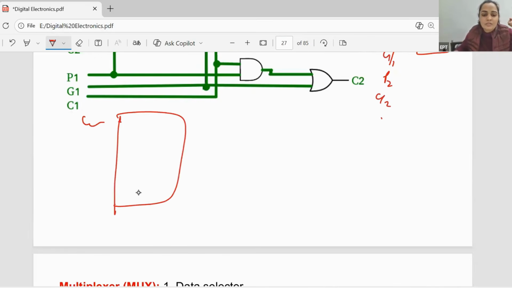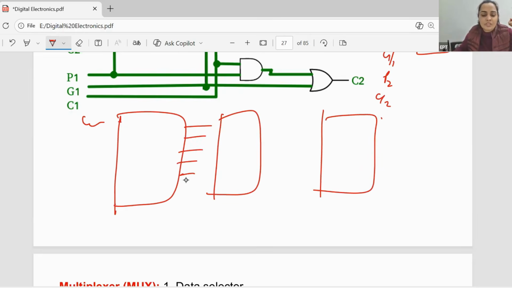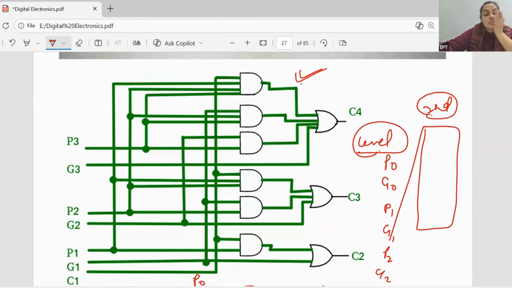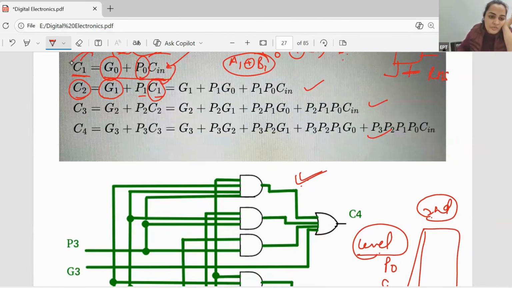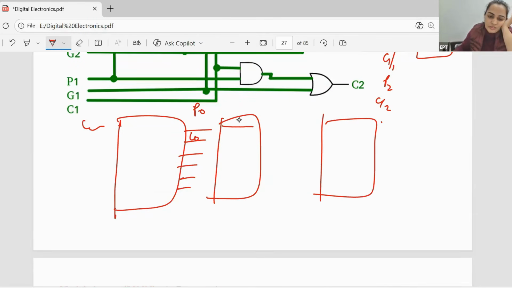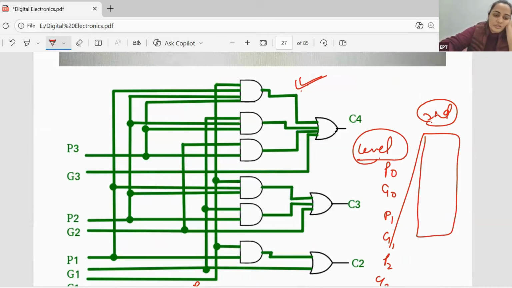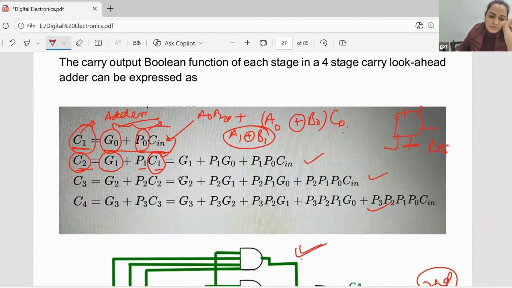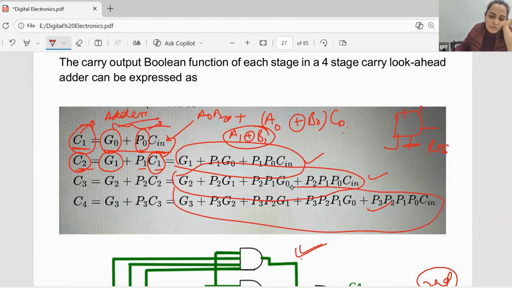So this is level 1, this is level 2 and this is level 3. At level 1, we will generate the P0, G0. Then in level 2, we will generate the value of C1. Then for C2, we will draw this circuit diagram. For C3, we will draw this complete circuit diagram like this. Now, by looking at these expressions, if we have 4 bits, then you can find out the number of gates required here.